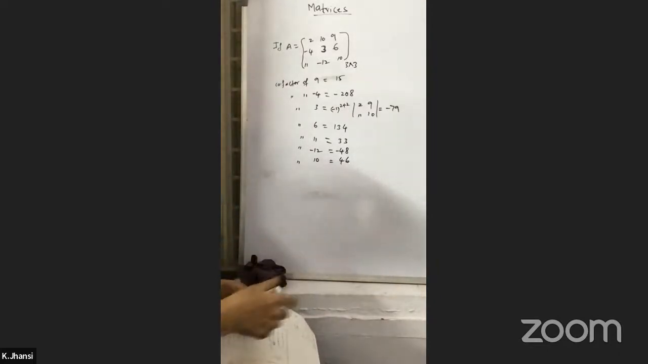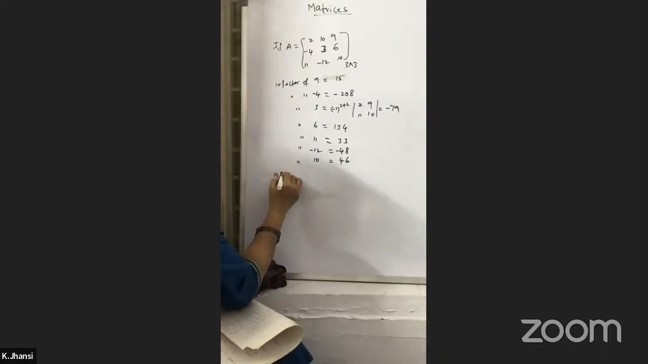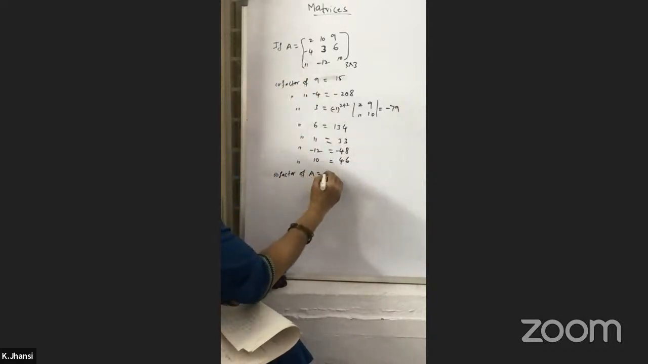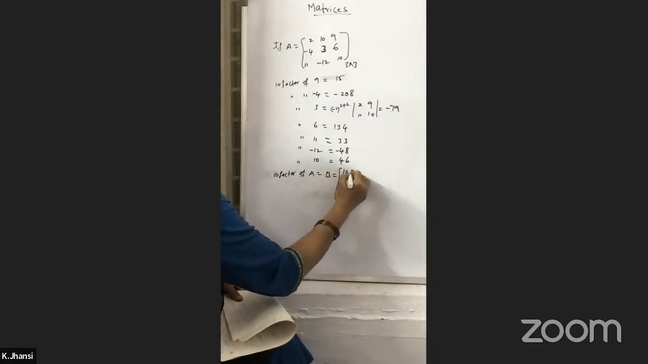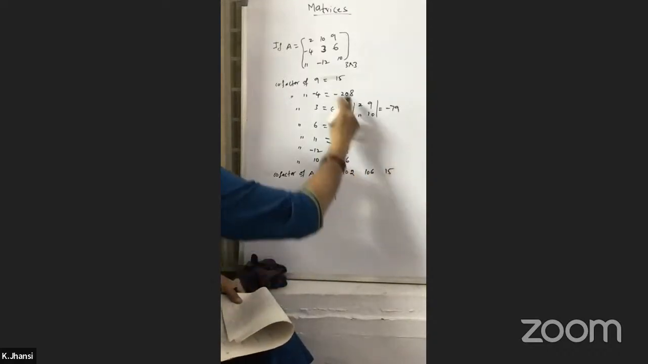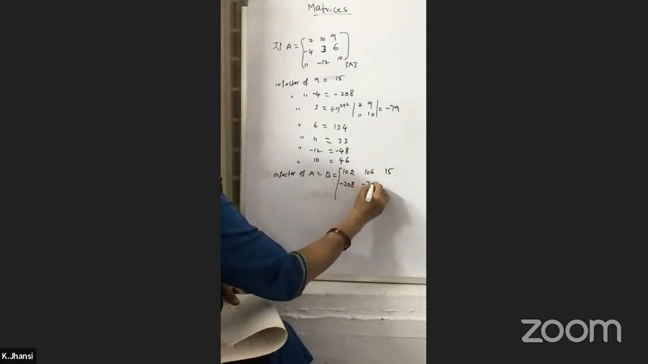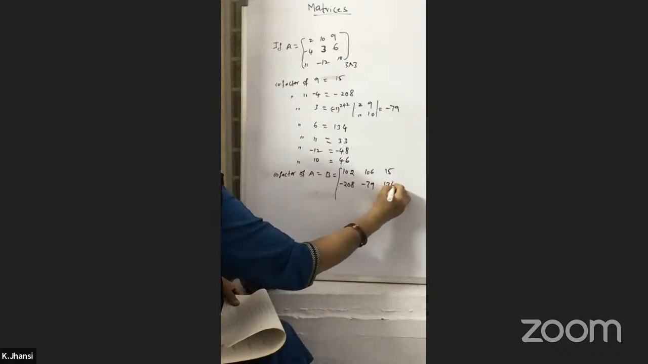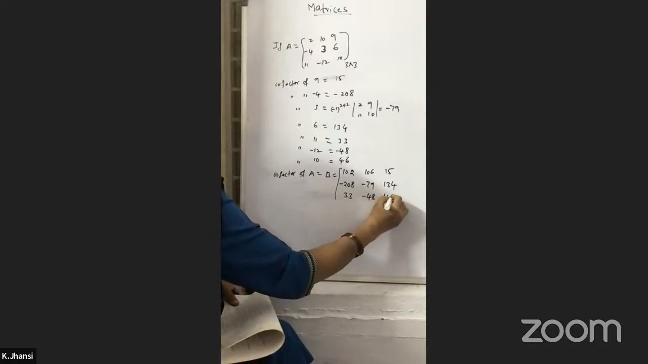Now, what is the adjoint of the matrix? Here you can write cofactors of A equals to B. We are taking another matrix. What is the first value we got? We got 102. Okay. Second value is 106. Next, third value is here 15. Next, fourth value minus 208, minus 79. Next, 134. Next, 33, minus 48, 46.